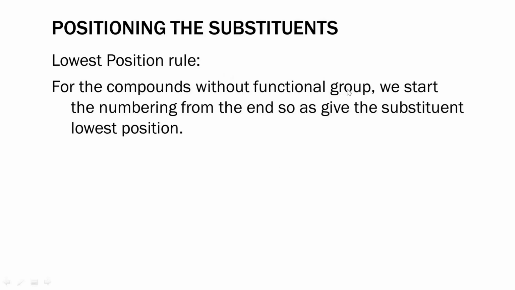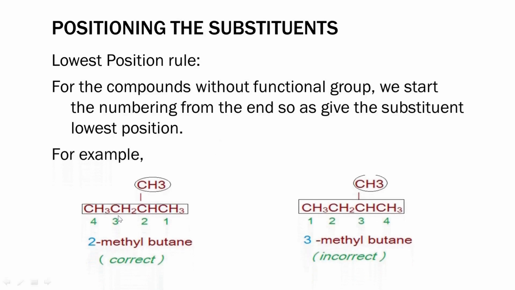For compounds without functional group, we start the numbering from the end so as to give the substituent the lowest position. So we should start numbering from the end which will provide the substituent the lowest position. Alright, for example, if we start from this end 1, 2, 3, 4, the methyl group gets position 2, but if we start from this end 1, 2, 3, 4, then the methyl group gets position 3. So according to this rule, we need to provide position 2 rather than 3, because this is the lowest number.